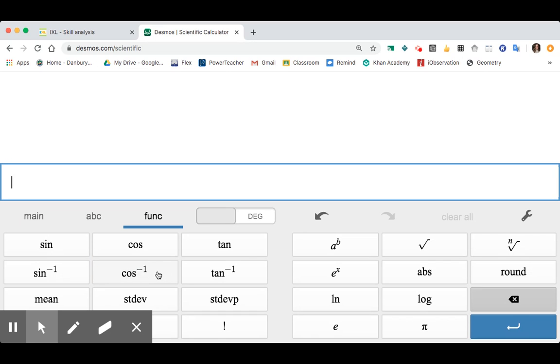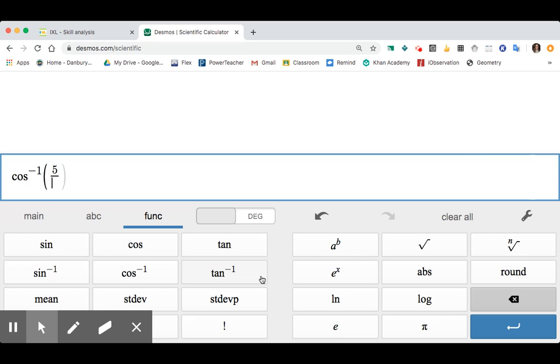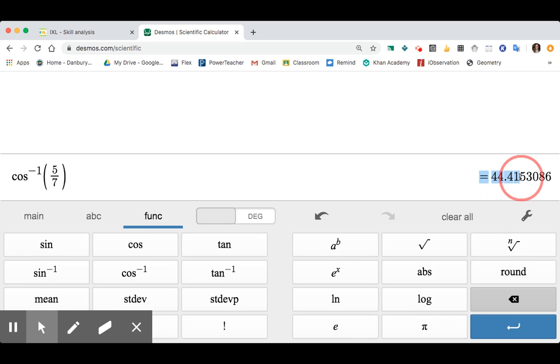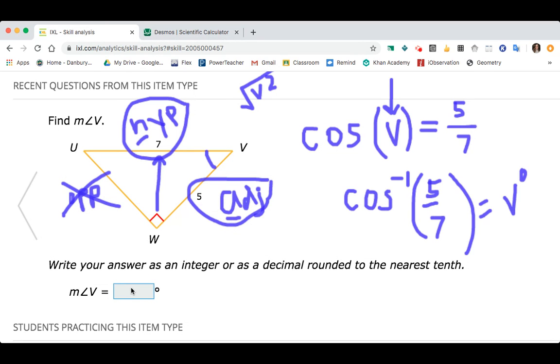Now in this example, we wanted to use the cosine inverse. So we'll go ahead and click that button and type in the ratio for cosine, 5 over 7. Your answer will show up on the right-hand side, 44.41. In this case, we have to round it to 44.42. For IXL, if you type in that answer, 44.42, you'd be correct.